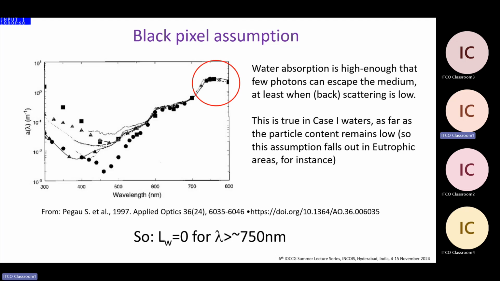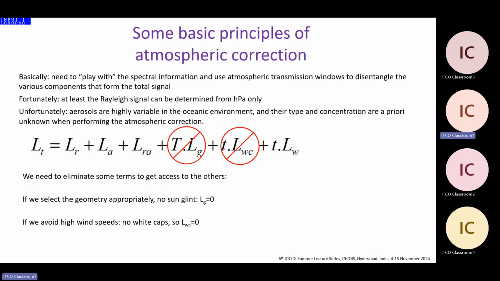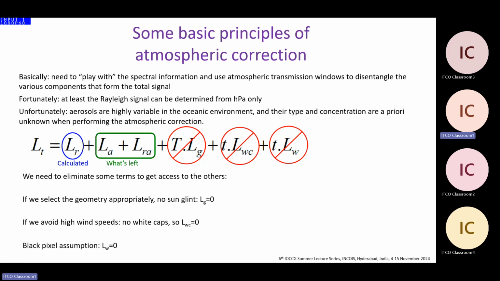So basically, LW is 0 for wavelengths above maybe 750 nanometers. Again, of course, for the open ocean situations. So what can you do? Well, remove this. You end up with one less term. This one you can calculate. So finally you get to LA plus LRA, which is what is left.